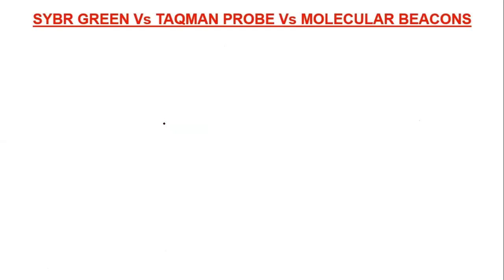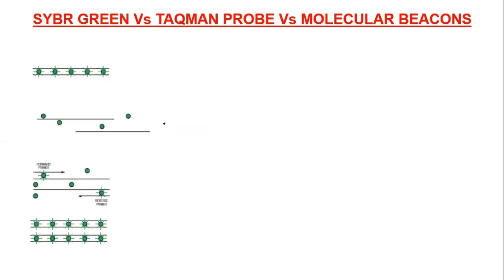In real-time PCR, there are about 3 types of dyes which can bind to DNA. One is SYBR Green, then you have TaqMan probe, or you have molecular beacons. There are more fluorophore chemistries also, but these 3 are mostly used. And among these 3, SYBR Green is cheaper as compared to TaqMan probe, and thereby we use SYBR Green more. And if you want more specificity, we go for TaqMan probe.